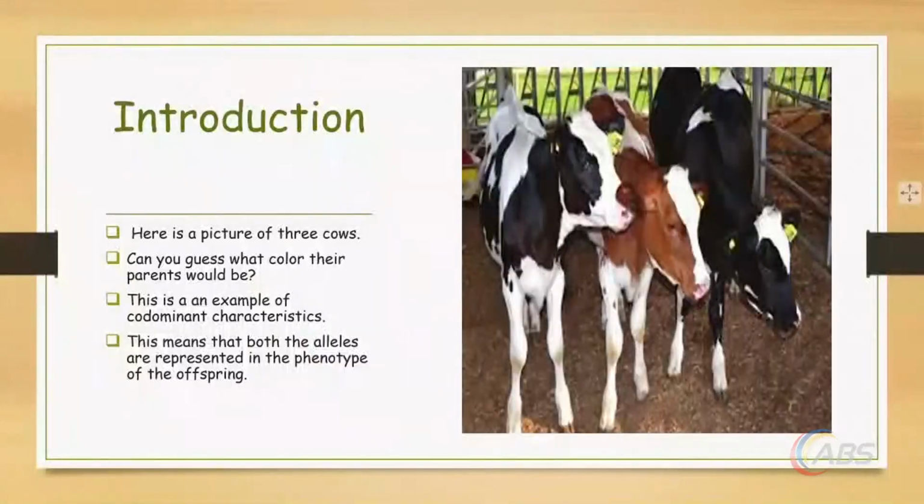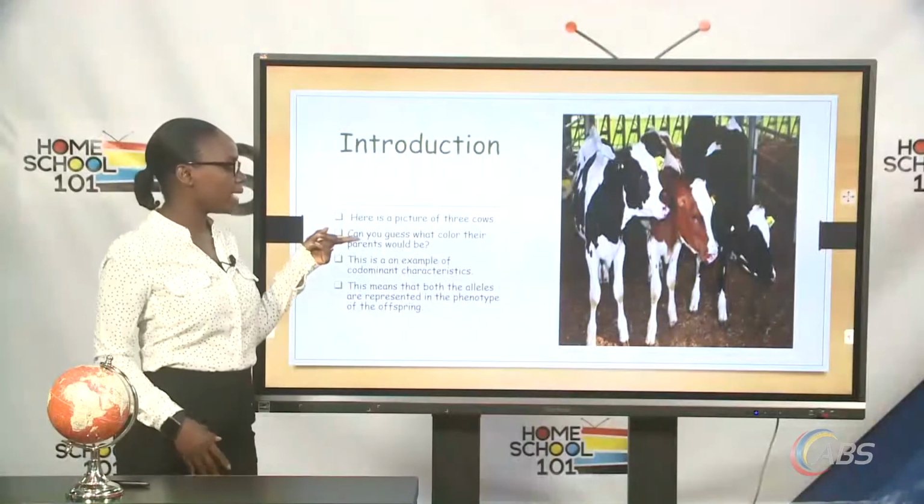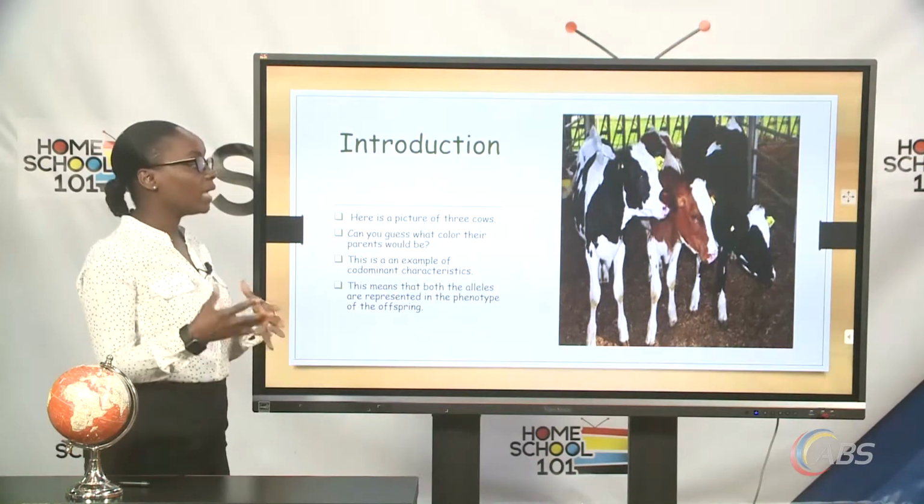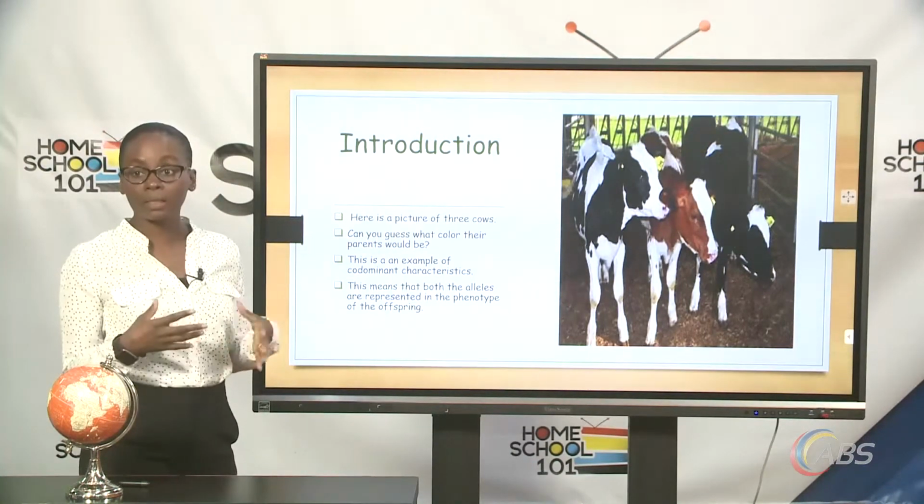Now today we're going to be starting a new arm of genetics, and here is a picture of 3 cows, or calves. They are different colors. The first one, which is here, is black and white. This one in the middle is brown and white, and the last one is black and white as well. Now, can you guess what color their parents would be? So we're looking at the inheritance of the fur color in cows.